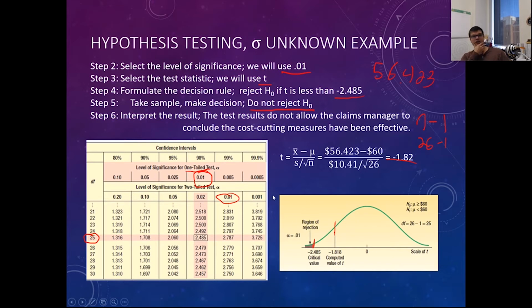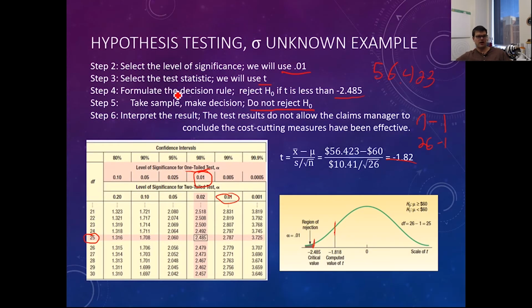And then I conclude that the cost-cutting measures were not effective enough to make that claim. So that is using a t-score. So just be very familiar with how to interpret the degrees of freedom. Also make sure that you know level of significance for one-tailed versus level of significance for two-tailed.